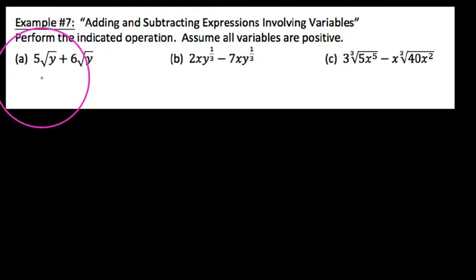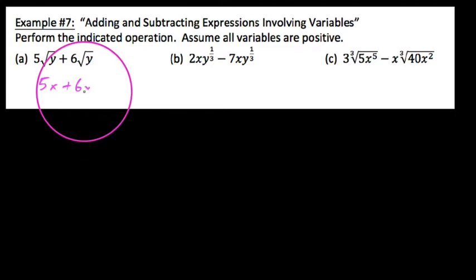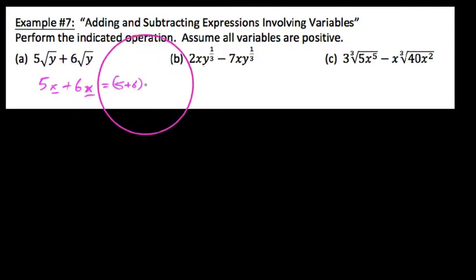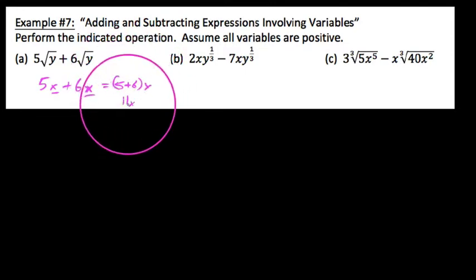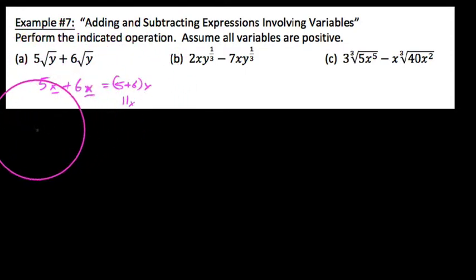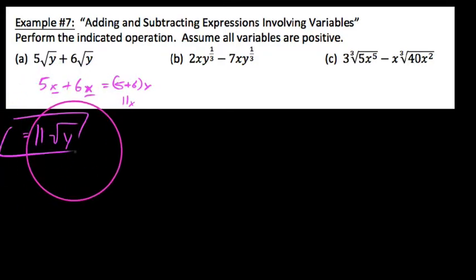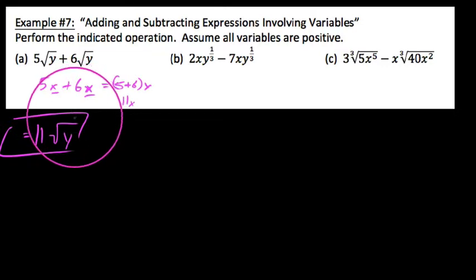So just like we have like terms, like if I had a 5x plus a 6x, of course, I would say that these are the same types of things right here. So what I could do is I could just call this 5 plus 6 of these x things, which is really just, we know, 11x. So if I were to say 5 square root of y plus 6 square root of y, I don't want to make this any harder than it needs to be. I'm just looking for 11 of these square roots of y.